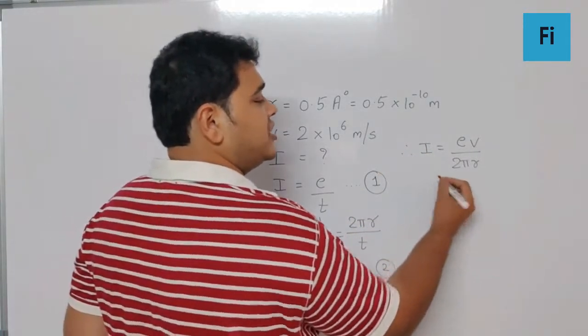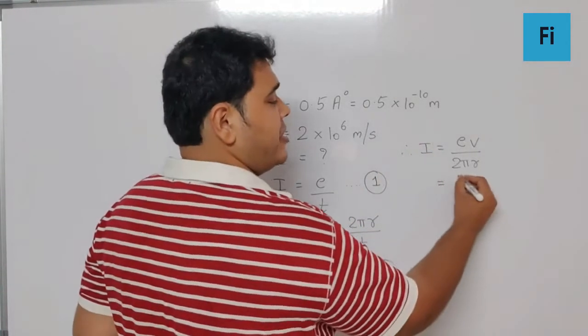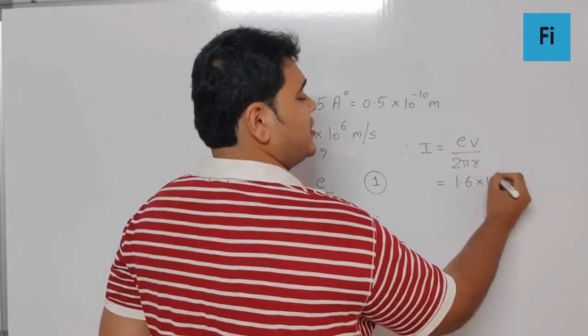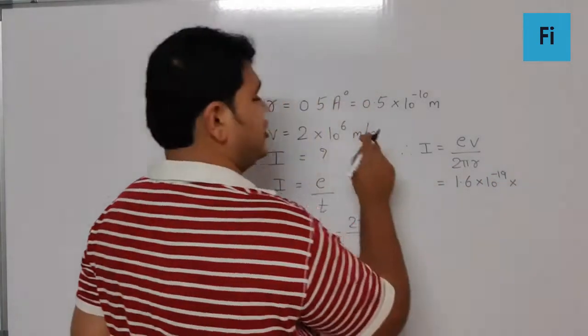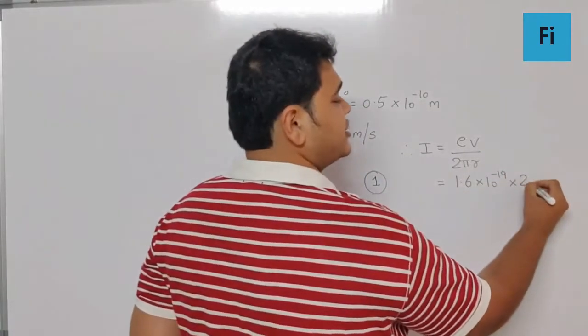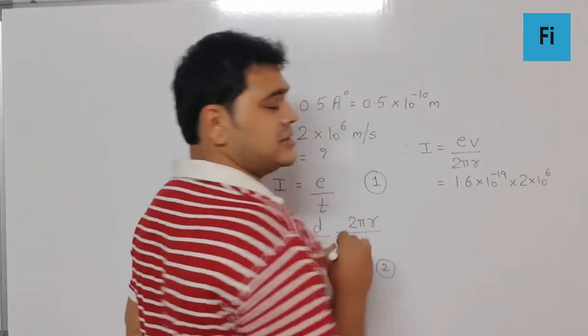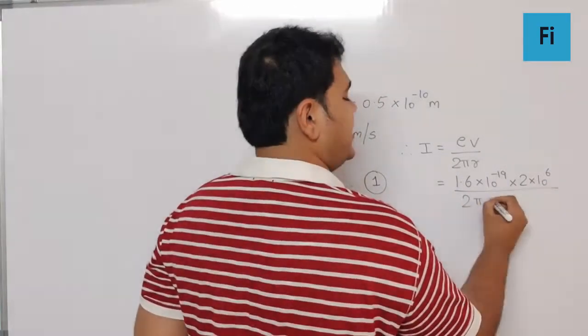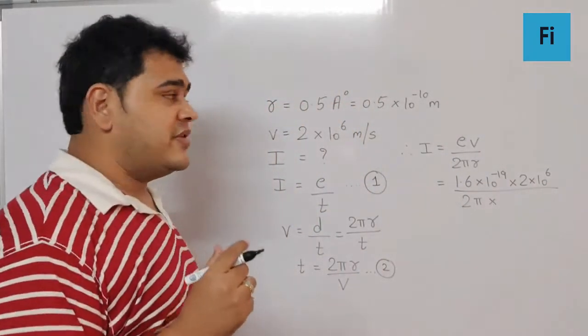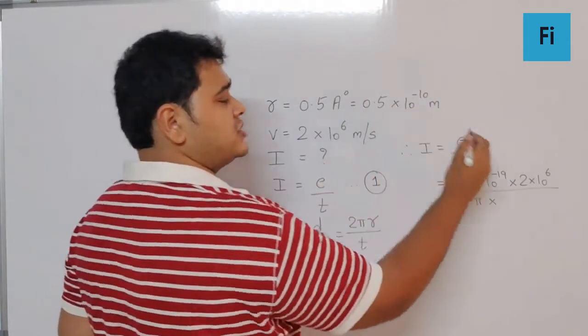The value of e, the charge of the electron, I hope everyone remembers, is 1.6 into 10 raised to minus 19 coulomb, into the velocity given as 2 into 10 raised to 6 meter per second, upon 2 pi into the radius, which is given as 0.5 into 10 raised to minus 10.